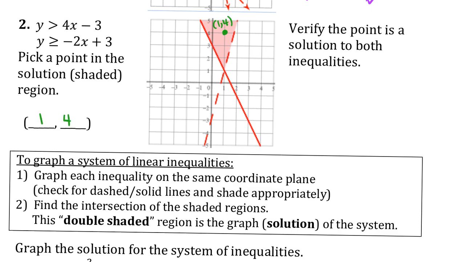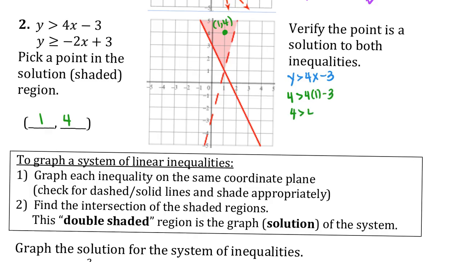Okay, and then I'm going to check it in both equations. It should check for both. Let me try the first one. I'm only copying it so you know which one I'm plugging in. Okay, so be careful. The y is not the 1, it's the 4. So 4 is greater than 4 times x minus 3.